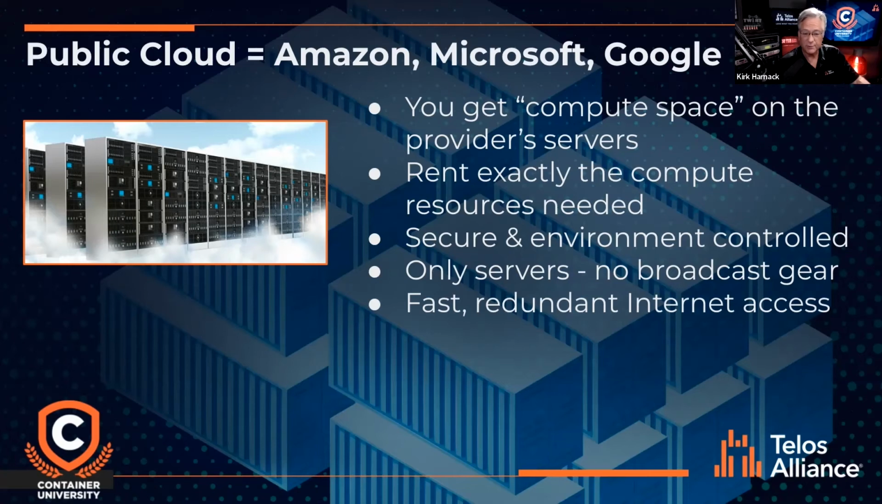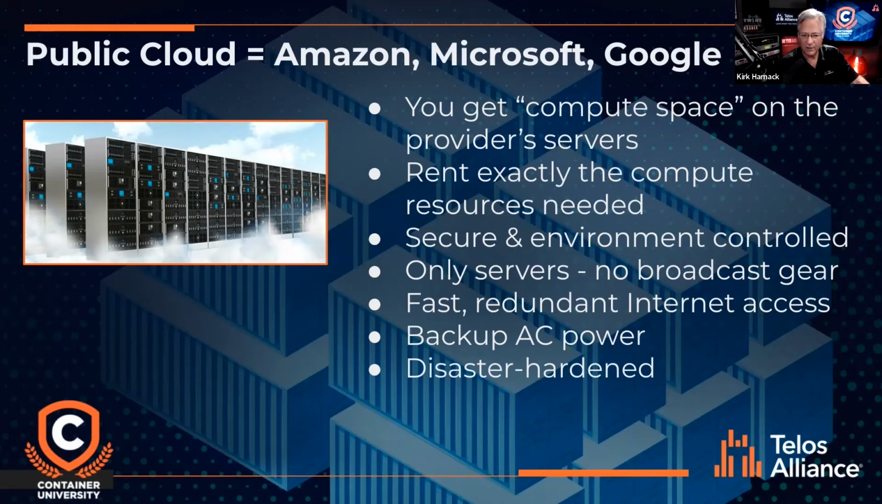Of course, you get fast and redundant internet access, typically right at the backbones, and typically several of them. You'll get backup AC power, and typically these places are disaster hardened. In fact, a lot of times they put them in places that are not prone to severe weather, or even not prone to earthquakes, for example. Now, not every Amazon, Microsoft, and Google data center can be located thusly, but they really do try to make these places hardened. And again, there's no customer physical access to these. You are remotely gaining access to compute space.